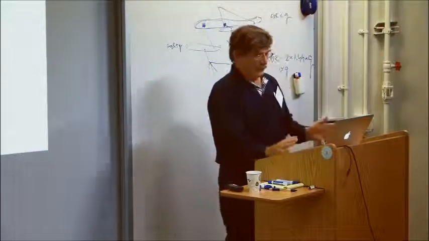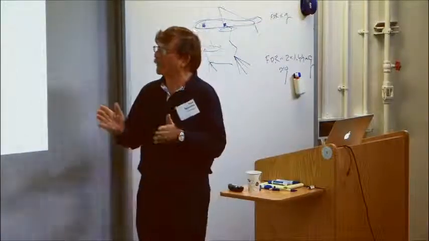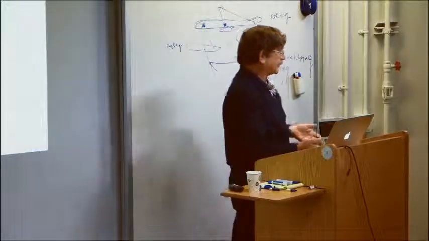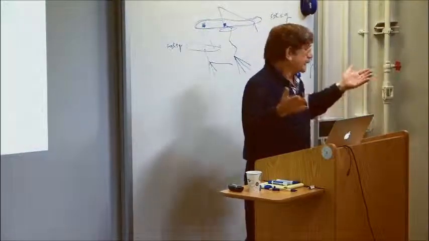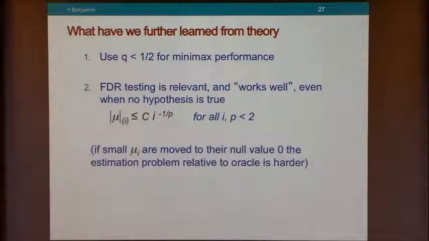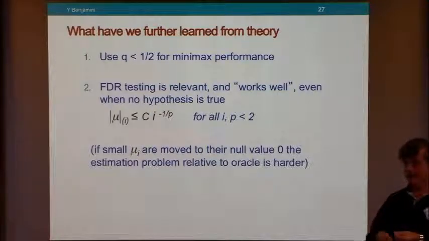Second thing is that FDR testing is relevant and works well even when no hypothesis is true. I mean, we started with a mechanism for hypothesis testing. We're using it where it doesn't have to be, not all of them true. Why does it work this way? Somehow, if you have small mu i's, the worst situation is when the small mu i's are at 0. So testing protects you against 0. Not because 0 is the real thing, but because 0 is the one that you protect against when the mu i's are small.